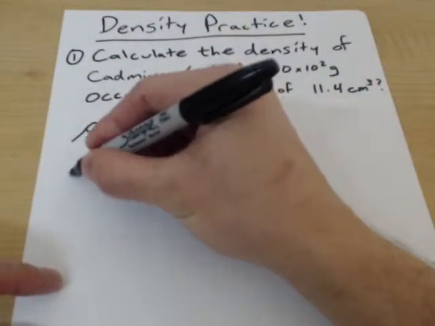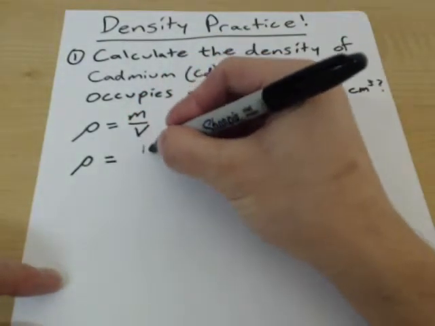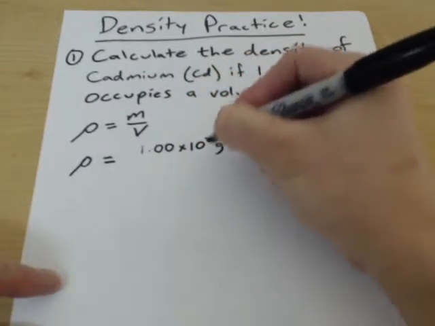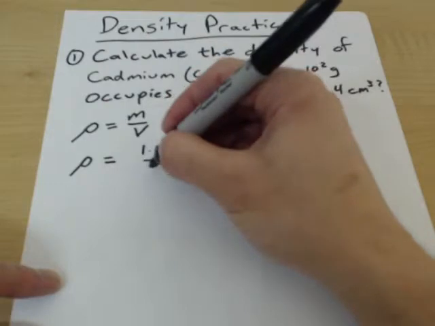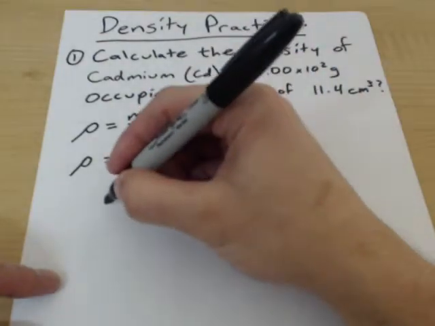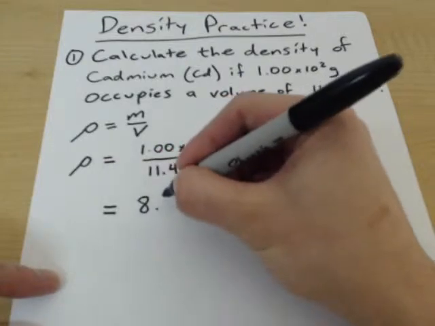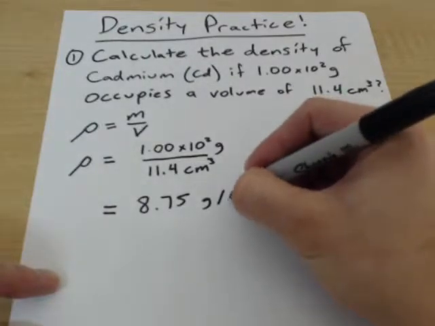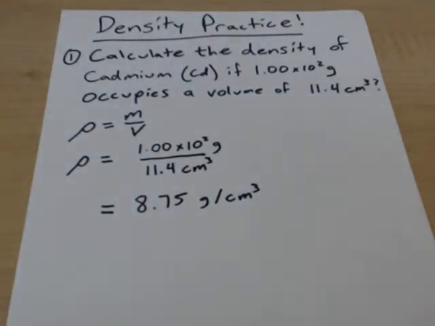And so rho, let's just substitute our numbers in. Rho is going to equal 1.00 times 10 to the 2 grams over 11.4 cubic centimeters. Once we plug it into our calculator, that's going to give us 8.75 grams per cubic centimeter. So that was easy, right? Let's move on to something a little more challenging.